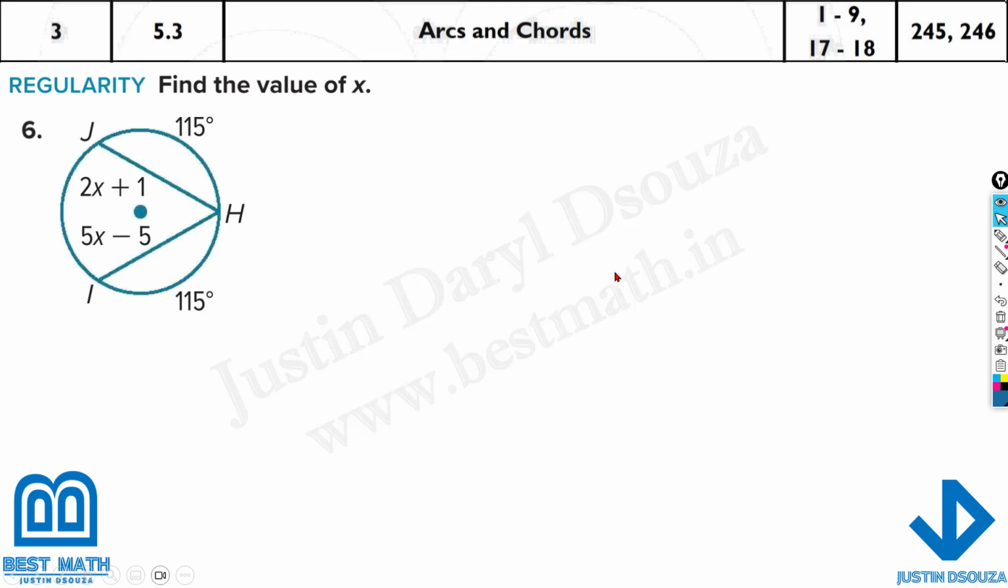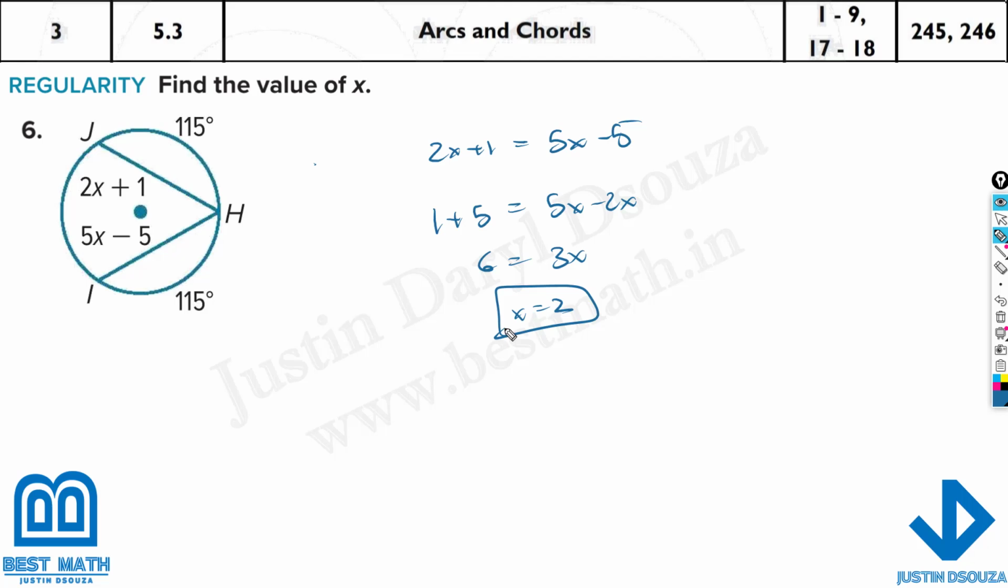Now what else do we have here? Again, this arc and this arc are the same. So what happens with these two chords? They are equal. It's 2x plus 1 is equal to 5x minus 5. You can use the calculator, but I'm going to solve it manually here. The bigger value of x is 5x, so I leave that there. The numbers go to one side, 1 plus 5, and the smaller 2x to the other side. It will be 5x minus 2x. It will be 6 is equal to 3x. The x value is 2. That is what we have to solve.